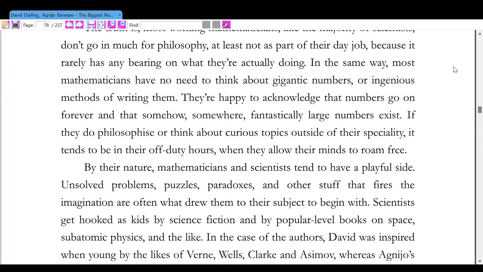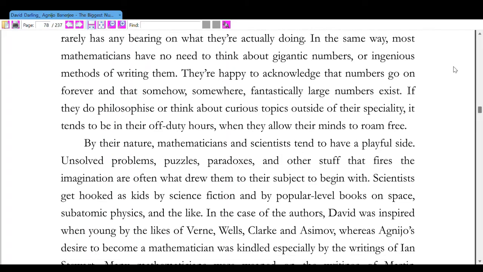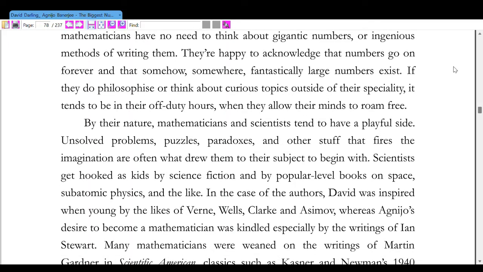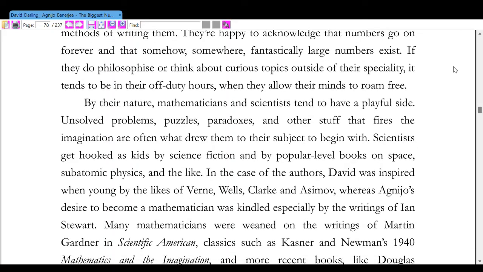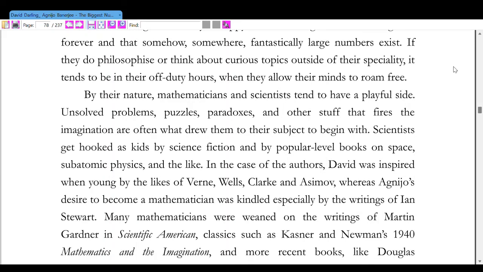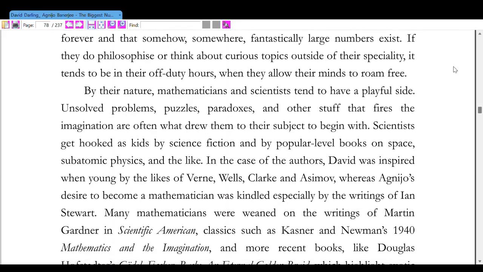In the same way, most mathematicians have no need to think about gigantic numbers or ingenious methods of writing them. They're happy to acknowledge that the numbers go on forever and that somehow, somewhere, fantastically large numbers exist. If they do philosophize or think about curious topics outside of their specialty, it tends to be in the off-duty hours when they allow their minds to roam free.